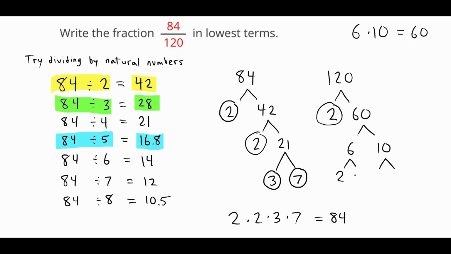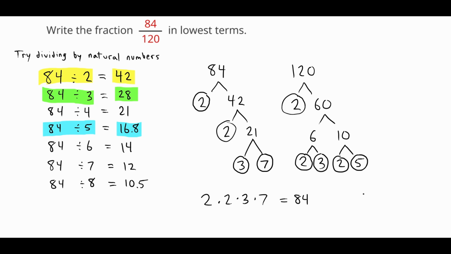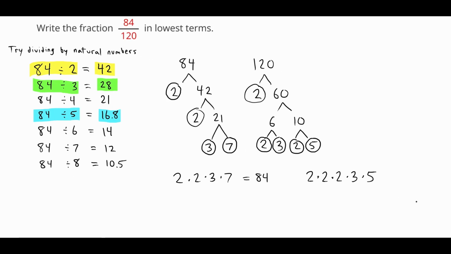6 is going to break up into 2 times 3. Those are both prime. And 10 will break into 2 times 5. These are prime as well. If we want to write the prime factorization of 120, it would be 2 times 2 times 2 times 3 times 5. Now the reason why I did this is I'm looking for the greatest common factor.